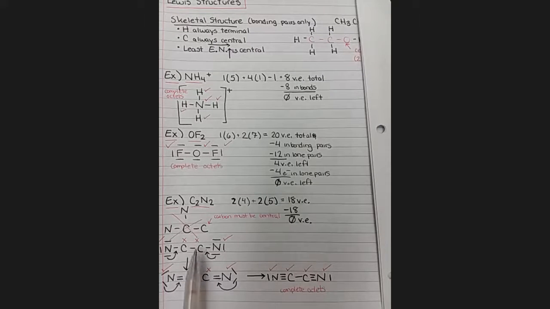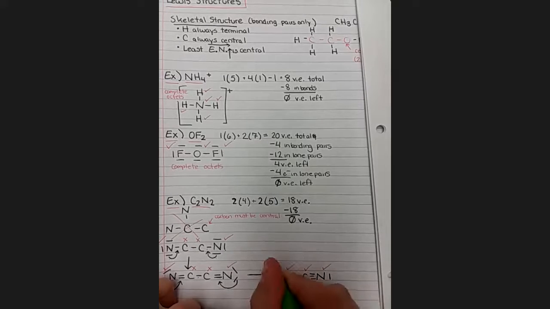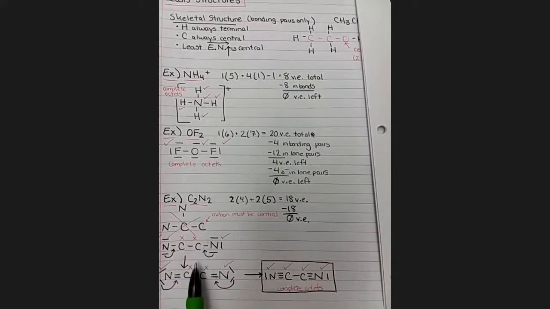And because I've drawn multiple structures now, it might be sort of unclear which structure was my final choice. So I'm going to put a box around this one to make sure it's really clear that these are not acceptable Lewis structures and this one is.